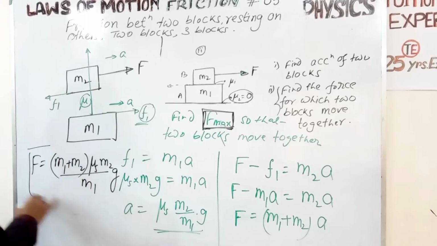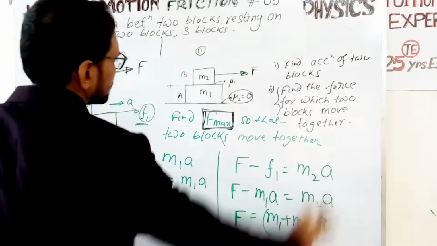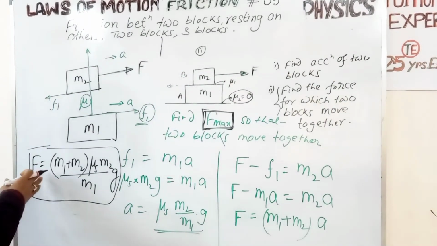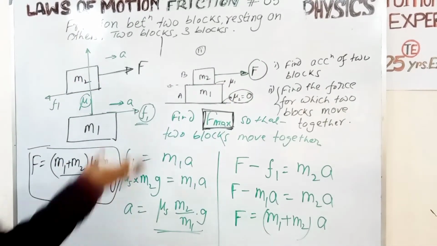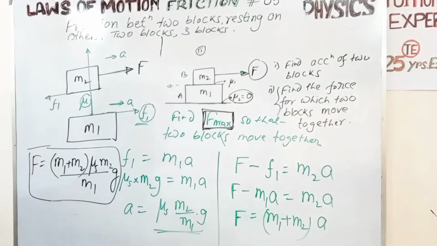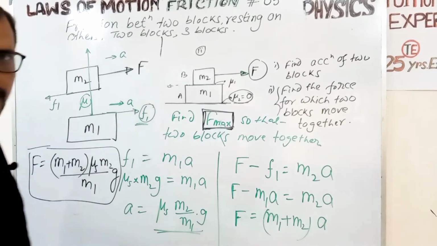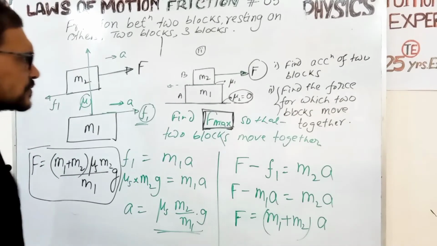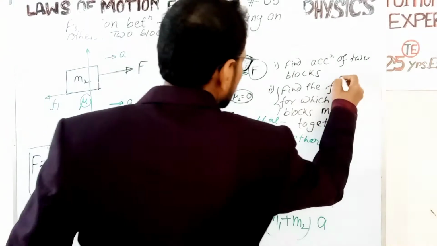So this is the maximum force for which the two blocks move together. If the force is greater than this value, the two blocks move separately. So this is the maximum force for which the two blocks move together. Okay, next, find the maximum force.